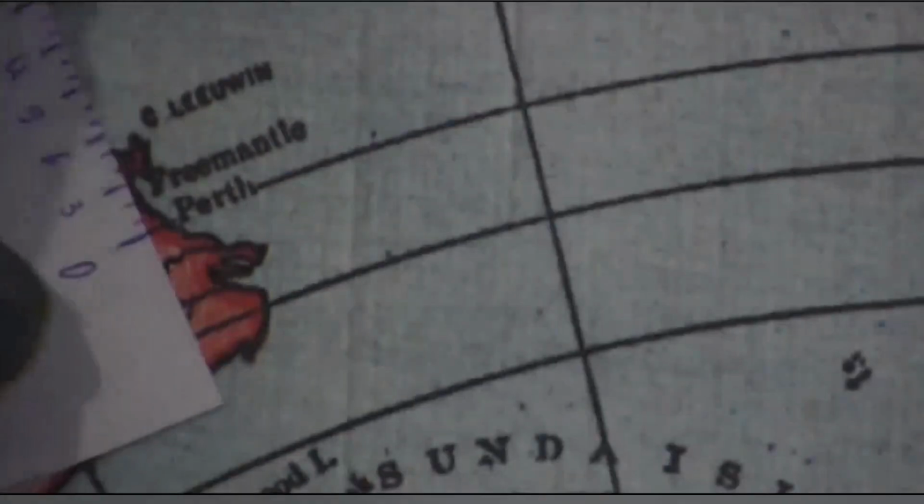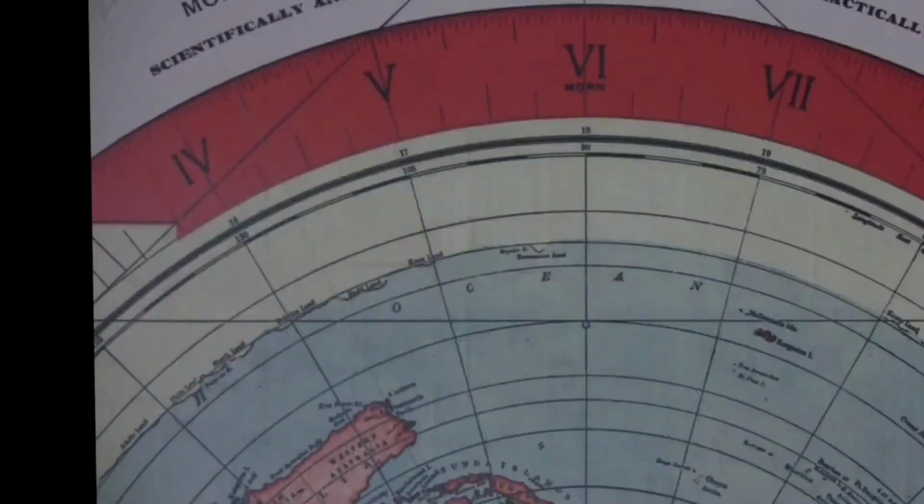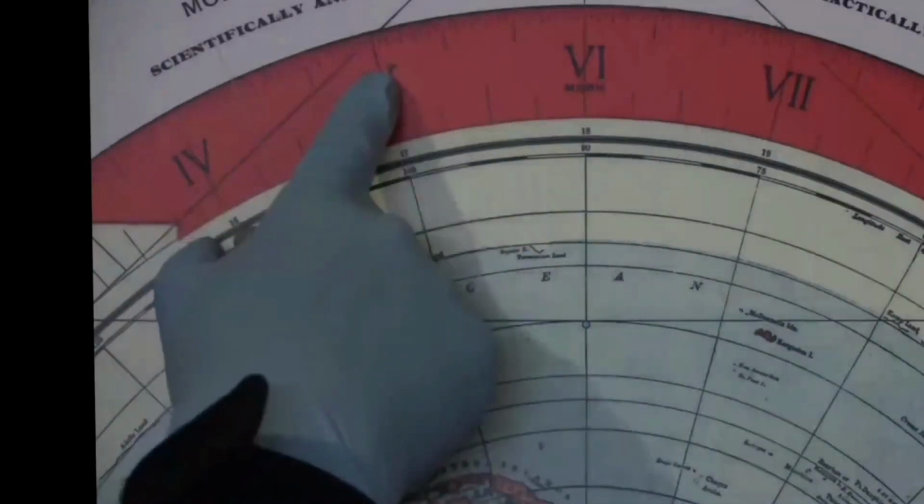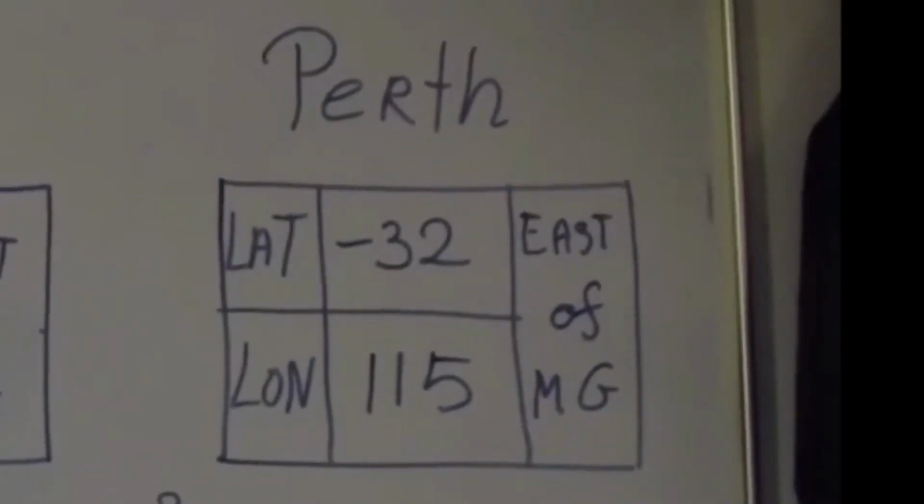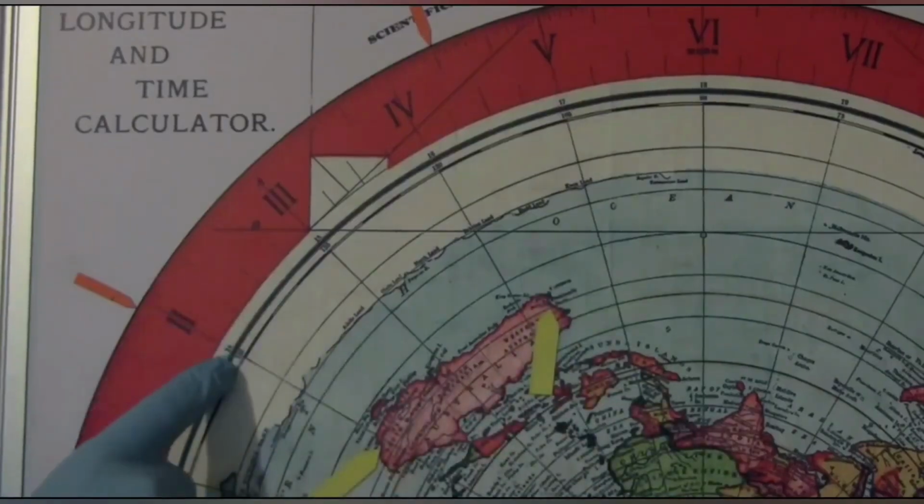Now for the longitude. So we pull our string, and the nearest longitude is 105 east, and then we got 110, 115. Yeah, 115 east longitude. So now we can get the distance between Sydney and Perth. So it's negative 32 latitude and 115. So how many degrees are these apart?